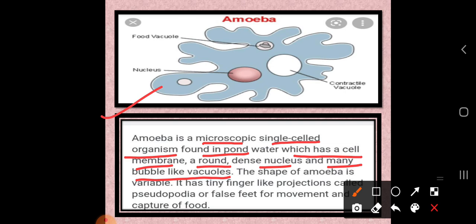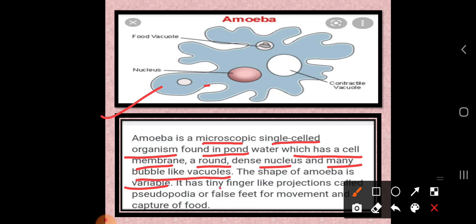You can see here that the amoeba does not have a perfect shape. It is a microscopic single cell, which means it is very tiny in nature. You cannot see it with your naked eyes. What are the main constituent parts of the amoeba? It has a cell membrane, and the shape of the amoeba is variable. It is not a fixed shape like you and me, we have one certain fixed shape, but the amoeba does not have a perfect shape.